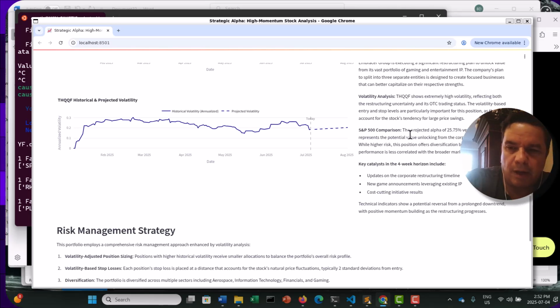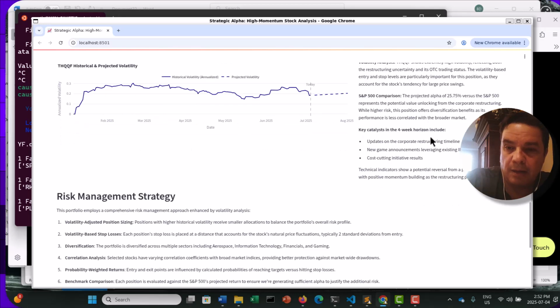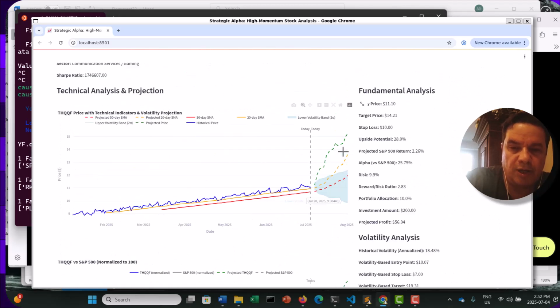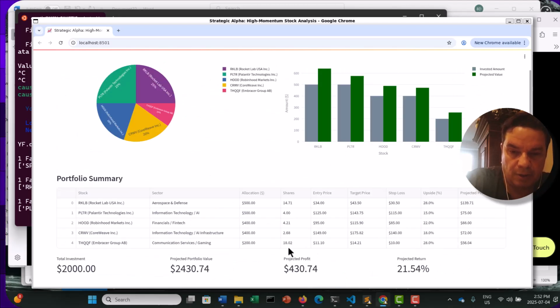It goes AMD. Anyways, projected alpha 25%, blah, blah, blah. Represents potential value unlocking from the corporate restructuring. So that's the catalyst. Higher risk, this position offers diversification benefits as its performance is less correlated to the broader market. So we are putting in there not much.